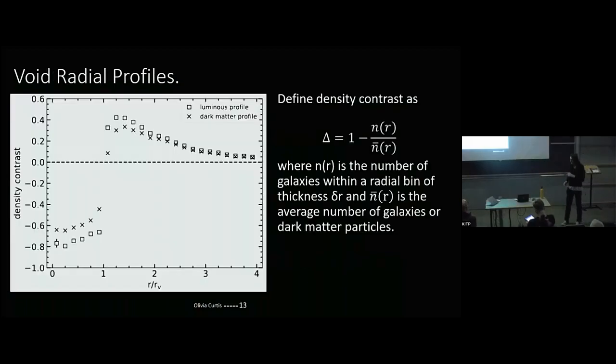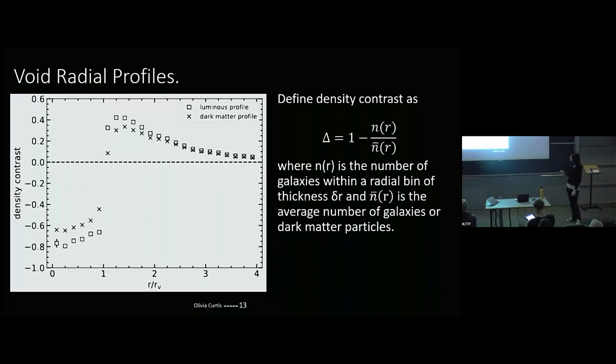So before talking about the properties of the void galaxies themselves, let's look at the radial profiles of our voids. Here I'm plotting the density contrast on the y-axis as a function of void radius on the x-axis, where I define density contrast in its typical way as the fractional difference between the number density of particles, either dark matter particles or galaxies, in a spherical shell extending out from the center of that void, and the average number of either galaxies or dark matter particles in the simulation as a whole.